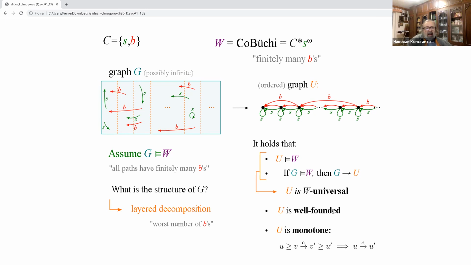That for any graph, the game has a positional strategy with objective W. And the claim is that there exists some graph U and some ordering, yeah? Right. So say it again. What is the property of this graph and ordering? U is universal first, and U is monotone and well-founded.